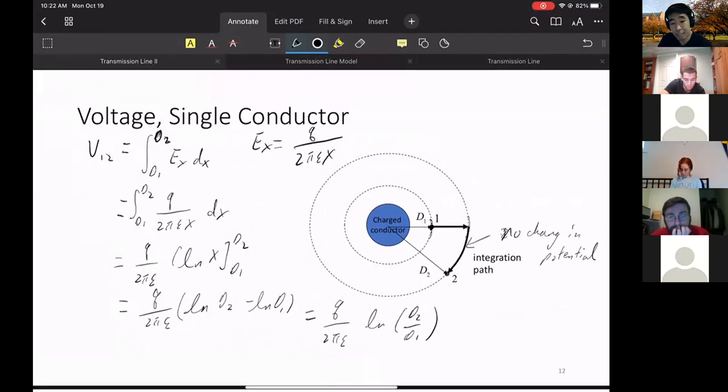So if you're wondering why there are so many logs in these equations, and why it's the log of the distance of one thing to another, this is why. Because we have a radial field, we're integrating something that's inversely proportional to the distance, and the derivative of a log is 1 over x. The 2 pi comes from the fact that we're considering a cylinder. The log comes out because of how the electric field behaves, plus some other constant in front.